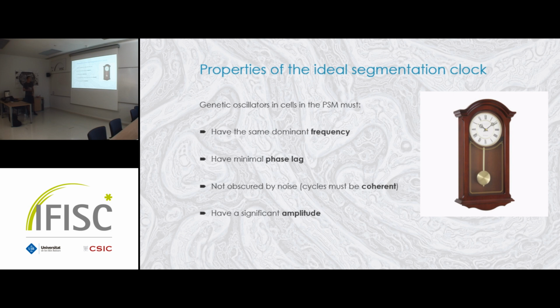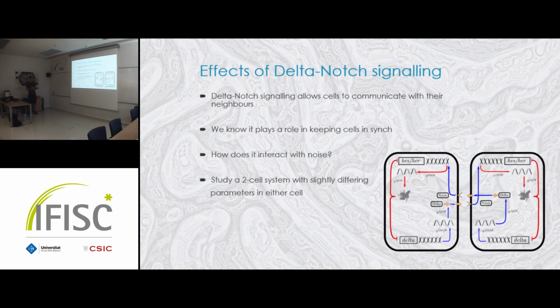Okay, so what I'd like to know is, to what extent does delta-notch signaling affect the quality of these cycles and synchronization? It's been shown in experiments that delta-notch signaling does play a role in keeping the cells in sync. It allows communication between the two, and it will synchronize cycles. Through biological experiments, they can force mutations in the delta gene, and they notice that the cells no longer oscillate in unison. So it's clear that delta-notch signaling is responsible for this synchronization. But what I'd like to know is, how does this interact with the noise in our model? Does it regulate the noise at all?